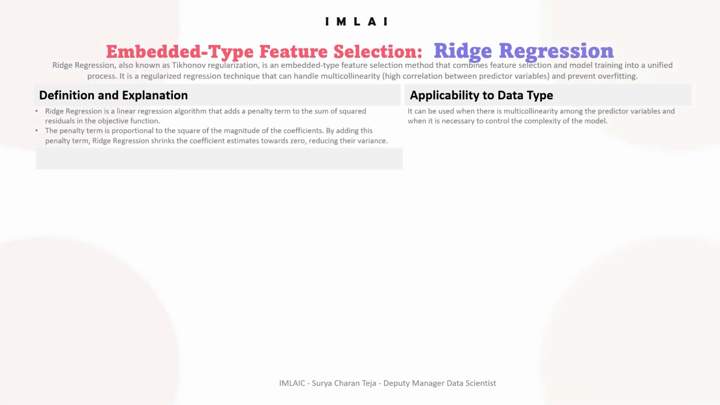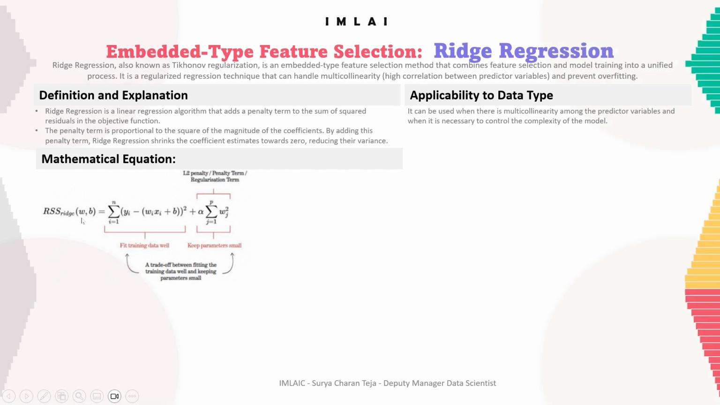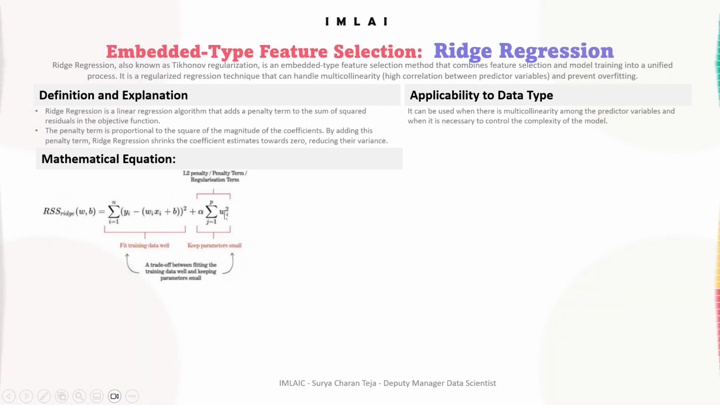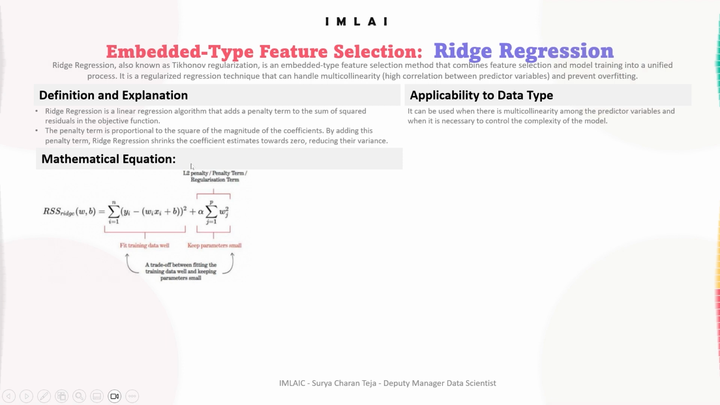Now let's look into the mathematical equation or formula. The objective function for ridge regression can be written as this. RSS ridge of W comma P is equal to, so this portion handles fitting the training data well, and the remaining portion keeps the parameters small. The second portion is called the penalty term, the L2 penalty. L1 we have seen in lasso, L2 is in ridge regression. So the L2 penalty, or penalty term, or regularization term.